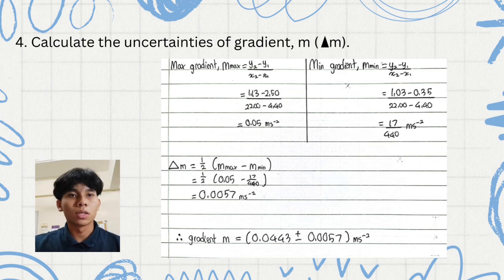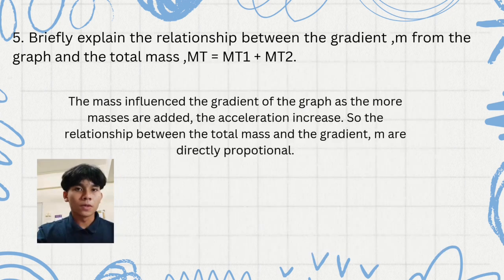So if we want to calculate the uncertainty of the gradient, we just need the gradient for max minus the gradient of minimum, and divide by half, and that's how we get our uncertainty of the gradient, which is 0.0057. For question number 5, briefly explain the relationship between the gradient from the graph and the total mass.